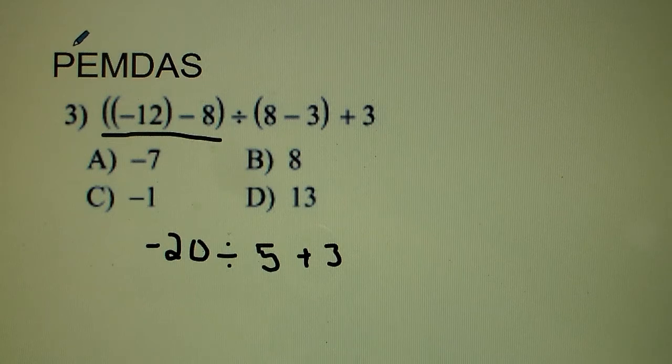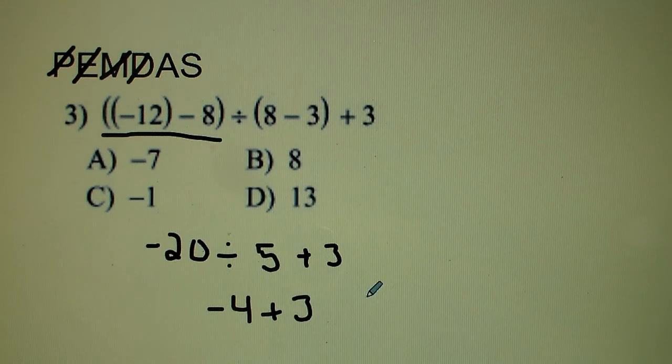According to PEMDAS here, we took care of the parentheses. There are no exponents. We've got to do multiplication. Well, there is no multiplication. So next up is division. Negative 20 divided by 5 gets us negative 4. So division is taken care of. Then addition, so then plus 3. So negative 4 plus 3 gets us negative 1.